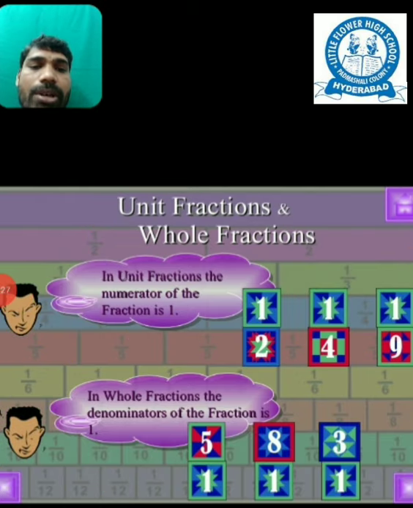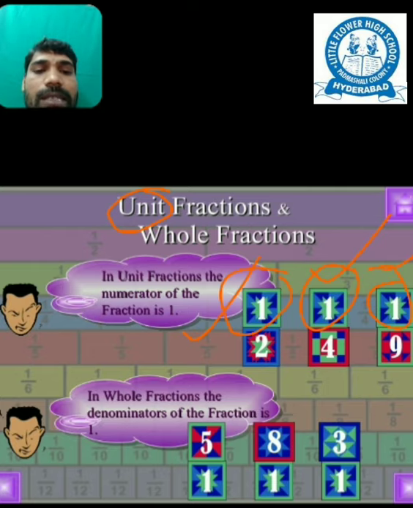Here we have unit fractions. The meaning of unit is that the numerator is always 1. Let us see a few examples: 1/2, 1/4 and 1/9. See, the numerators are all 1.